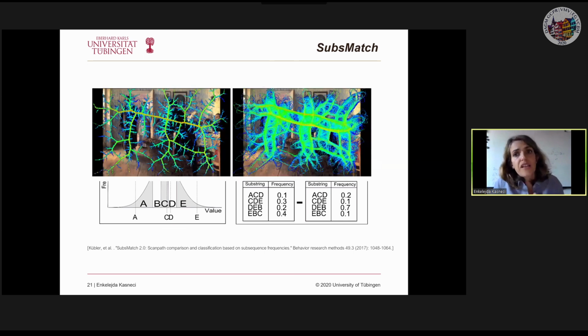So it is just an idea that will give you similar sub-patterns in different scan paths.